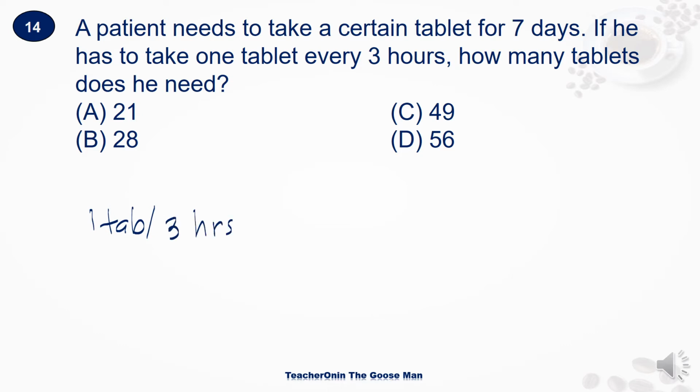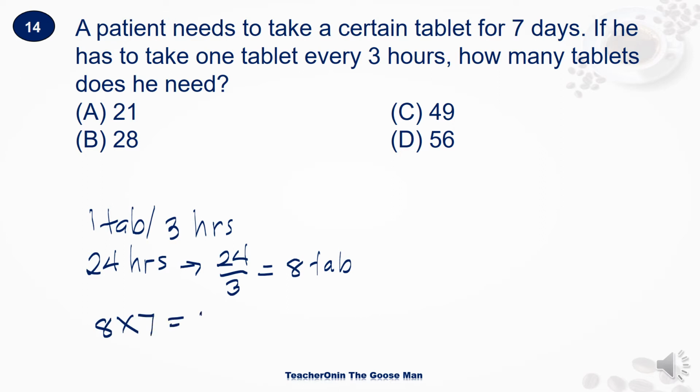However, there are 24 hours in a day. So it follows that we have 24 divided by 3, so he will consume 8 tablets per day. Since there are 7 days, we have 8 times 7, and we come up with 56 tablets. So the answer here is letter D.